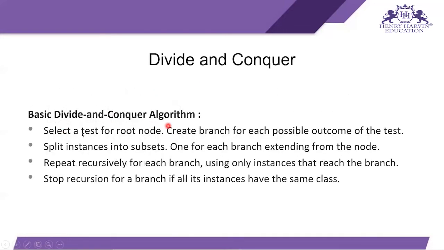Basically, the divide and conquer algorithm selects a test for the root node and creates a branch for each possible outcome of the test. Next, it splits instances into subsets, one for each branch extending from the node. Repeat recursively for each branch using only instances that reach the branch. Stop recursion for a branch if all its instances have the same class.